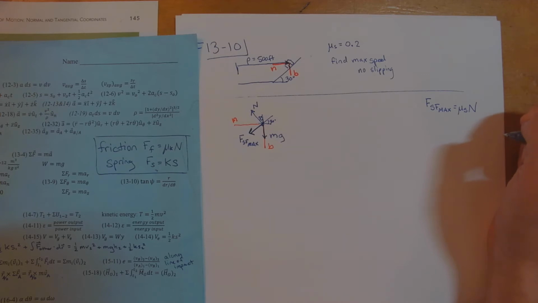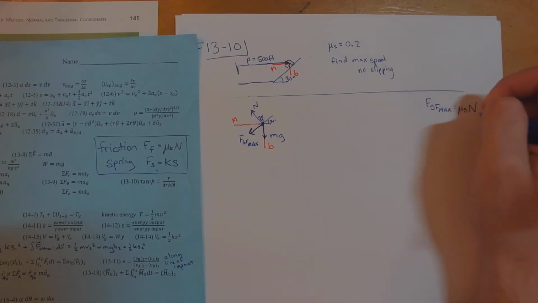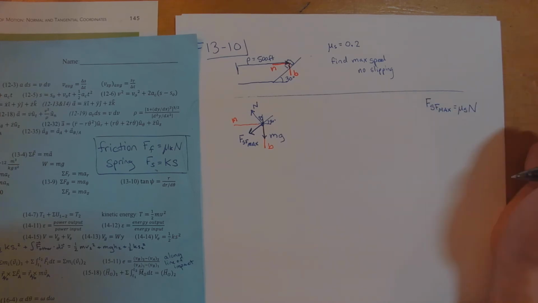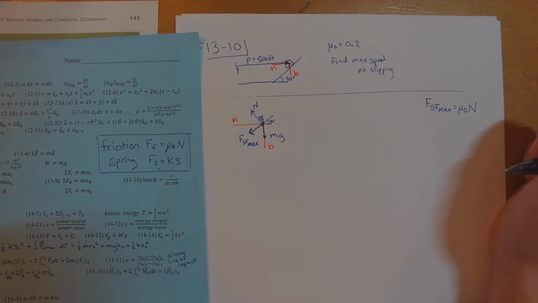If the force of static friction is not at its maximum value, we can't calculate the force of static friction with an equation like this. We have to figure out what the force of static friction is in that case using Newton's second law.